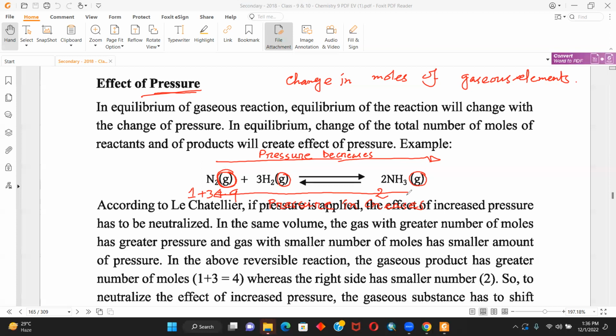So I think this is a lot easier than the previous one, right? I hope it will be clearer to you. Now let me give another homework as well. See, 2A plus 3B gives 4C. All of them are gaseous. So you will examine this reaction as well in the equilibrium state. Are the homeworks clear?